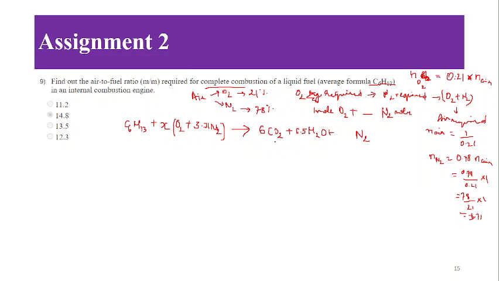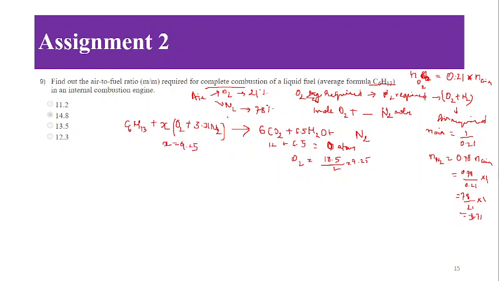Now from this we can find out how much O is required. Here we see 6 into 2, 12, plus 6.5 of O is required. But here we see it is O2, so we divide the O atoms. O2 will be 12 plus 6.5 is 18.5 divided by 2, which comes out to be 9.25. So these many moles, so X is equal to 9.25.